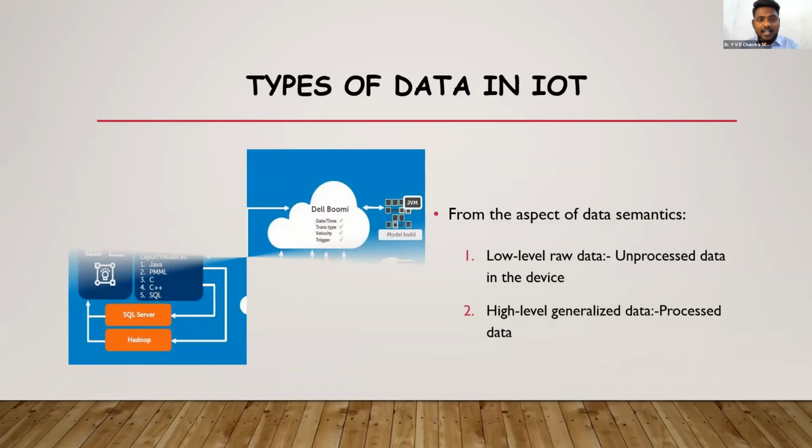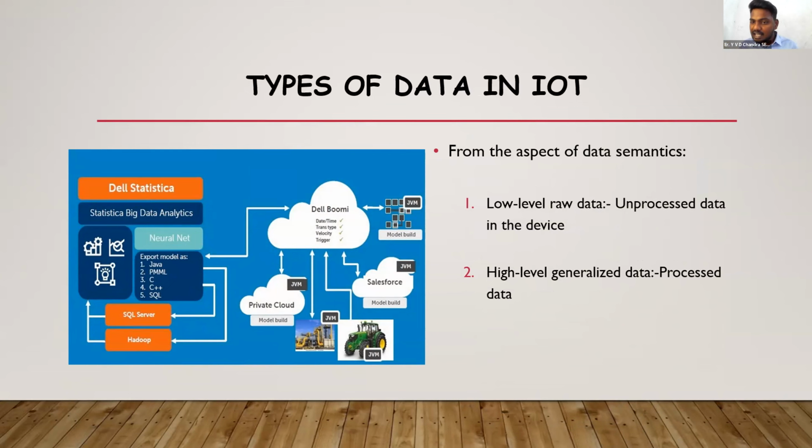Next is types of data in IoT. The data in IoT is classified into two types: one is low level data, and the next is high level data. Low level data is known as raw data, that is, the original data. High level data is processed data, while unprocessed data is known as the original data.